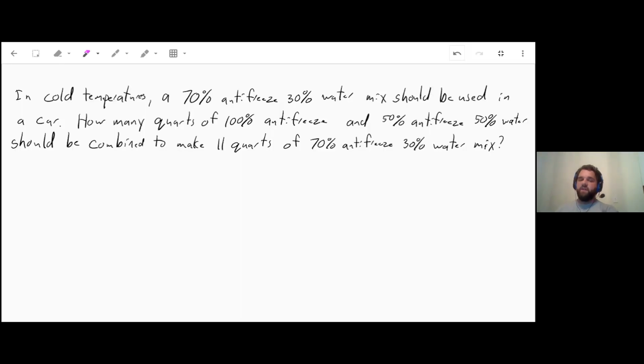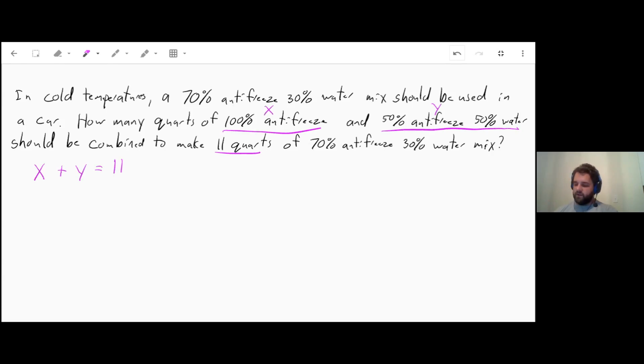Well, all the percentages in here are starting to sound like a lot. But let's just say the number of quarts of the 100%, we will call that X. And the number of 50-50 that we mix, we'll call that Y. Well, if we combine the number of quarts of 100% plus the number of quarts of 50%, that needs to combine to make 11 quarts. So we have one of our two equations here.